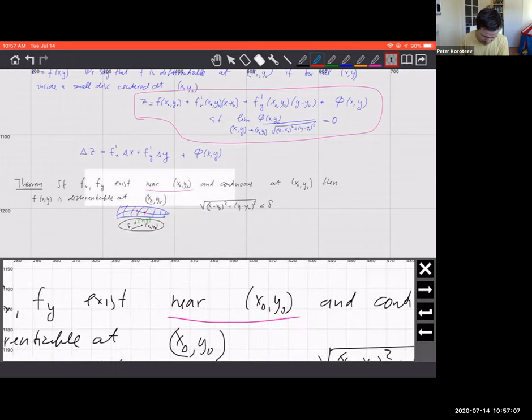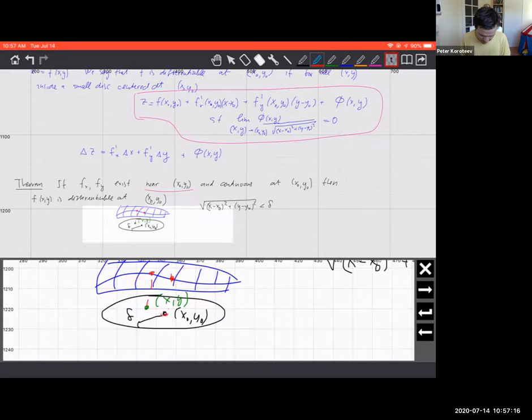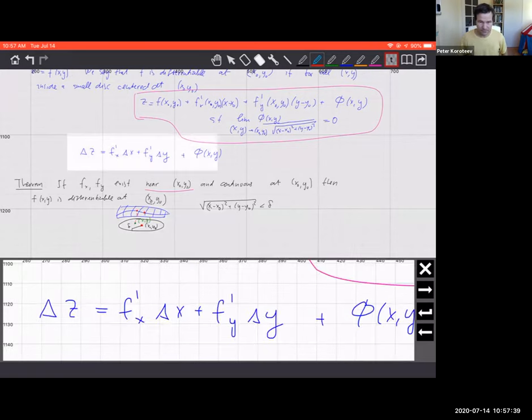The derivatives need to be defined on the disk for some value of delta, and continuous at the point x0, y0, which means that the limit of those functions as we approach the given point from the x direction and from the y direction equals the value of those functions at this point. That's the continuity condition, and it suffices to claim this. Let me not prove it; the proof is more or less straightforward. In the function of one variable, this statement is a tautology. Here it's a little more subtle, but nevertheless the statement is true.